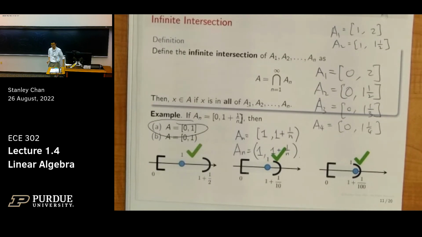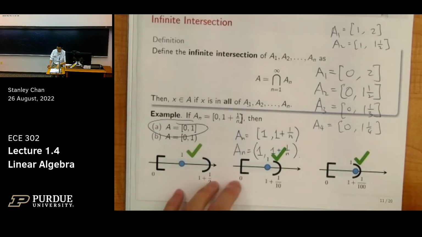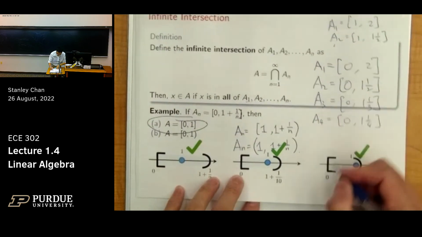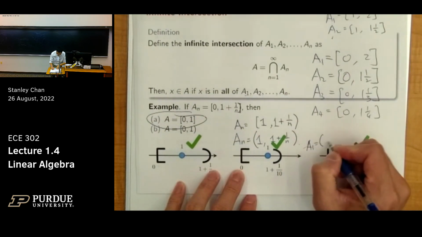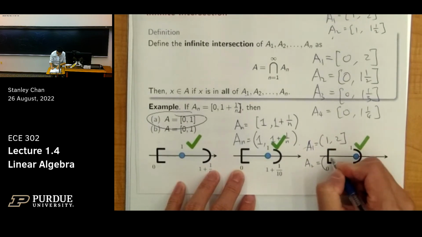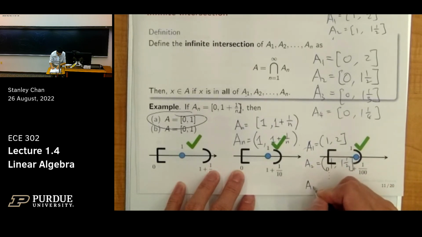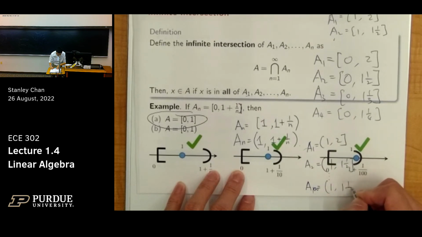Is this 1 included? Let's think about that. Now you're not including the 1 on the left-hand side. So here you have A1 equals 1 and 2, and then A2 equals 1 and 1/2. You keep doing this, and then AN, maybe 100, it will be 1 and this.